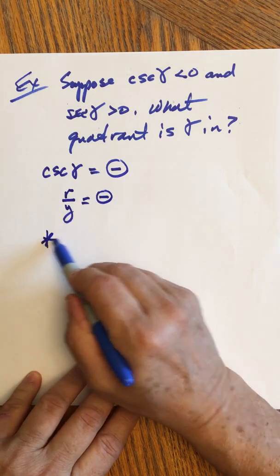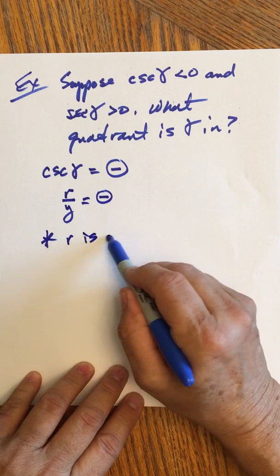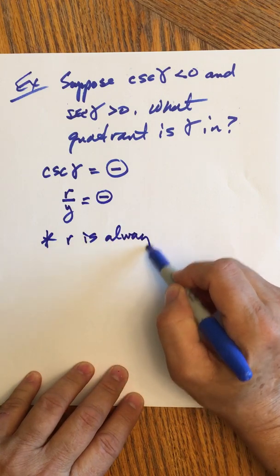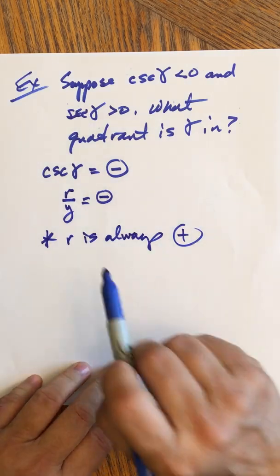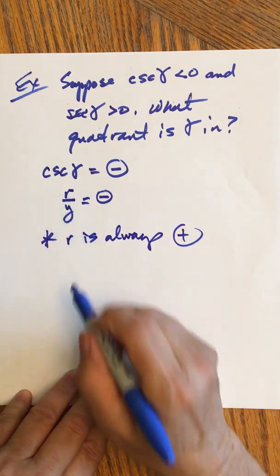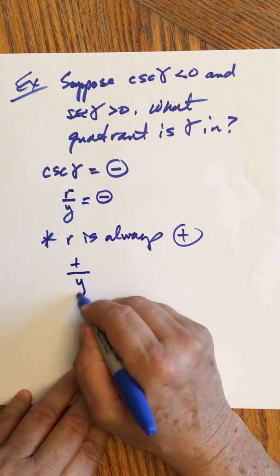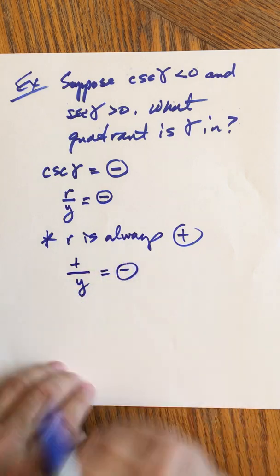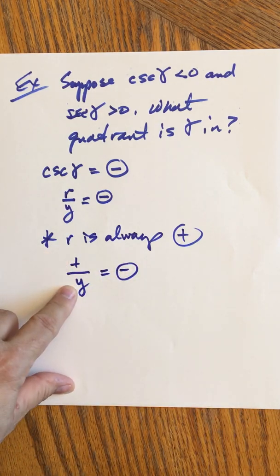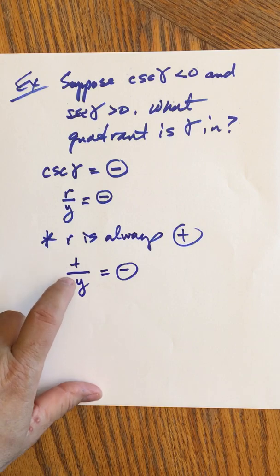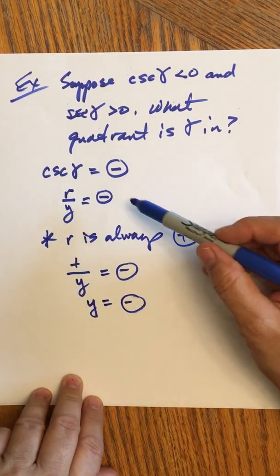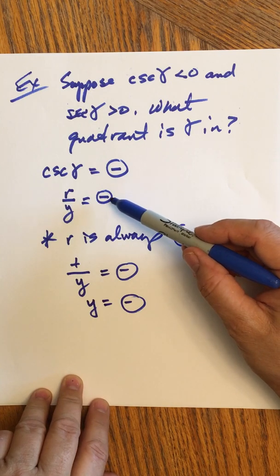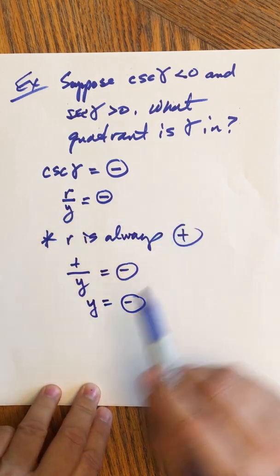And what we always know is that the r is always positive, right? The radius or the hypotenuse is always positive. It's the distance. So what that tells me is I have a positive number divided by y is a negative number. So I know the ratio of a positive number and another number is negative. That can only be true if what? Y is also negative, right? So now what I know is the y is negative.